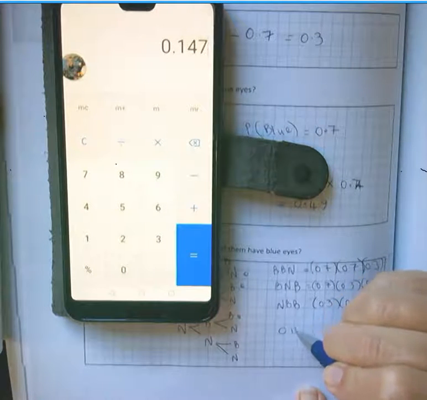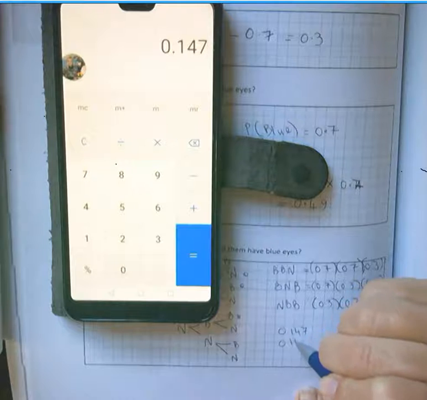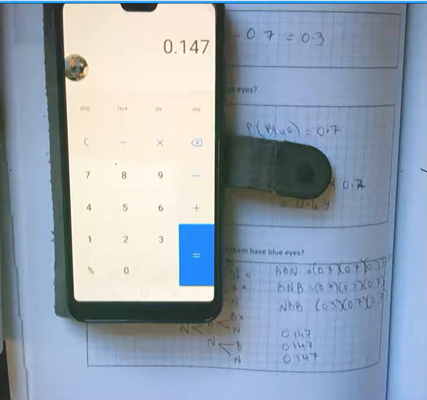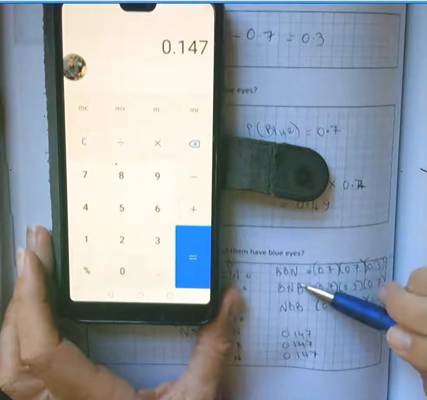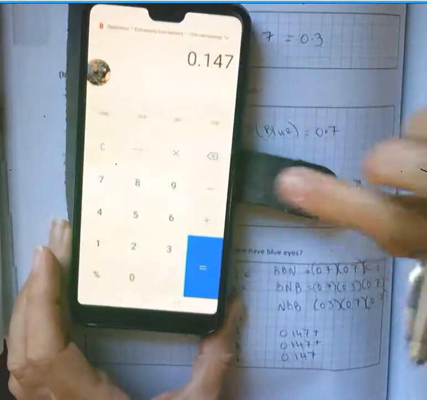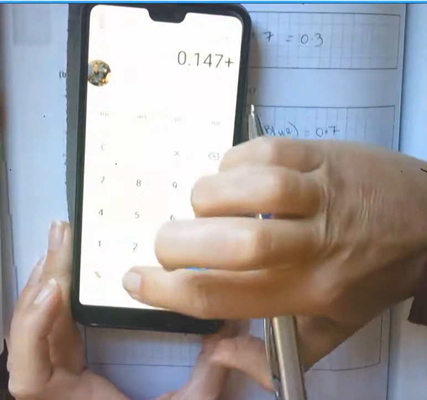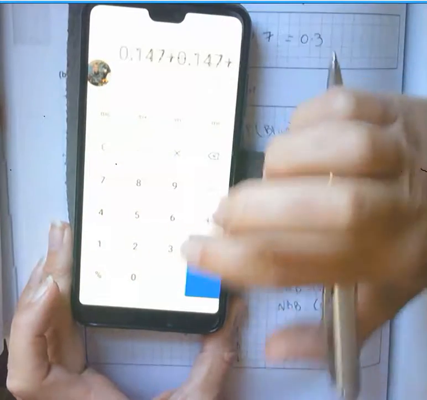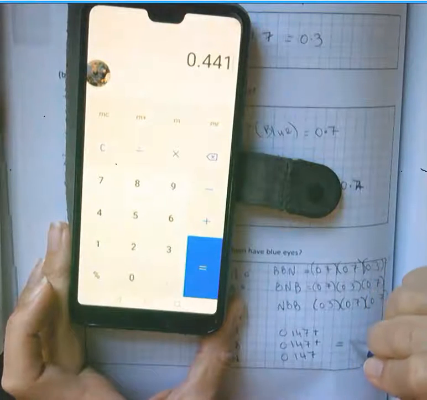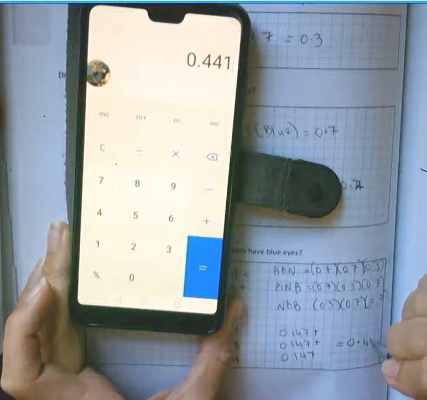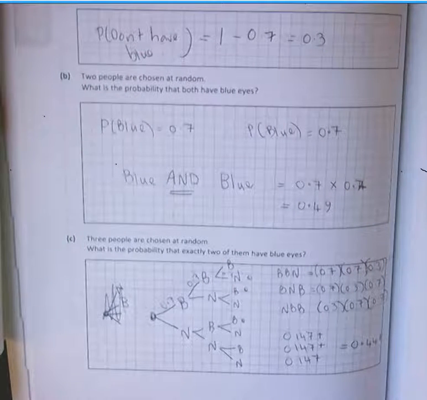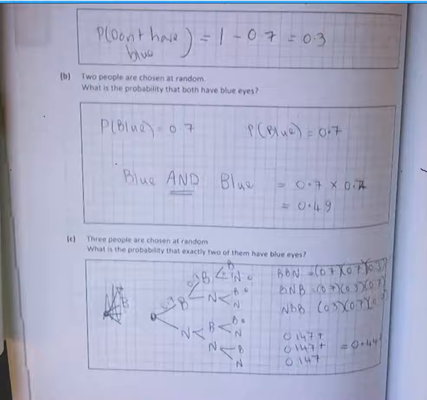So I've got 0.147 for the first, 0.147 for the second, and 0.147 for the third. Now I have the choice of this, this, or this. So these are ORs, and you're adding the values: 0.147 plus 0.147 plus 0.147, and you get the total. So the probability of having exactly two blue eyes is equal to 0.441.